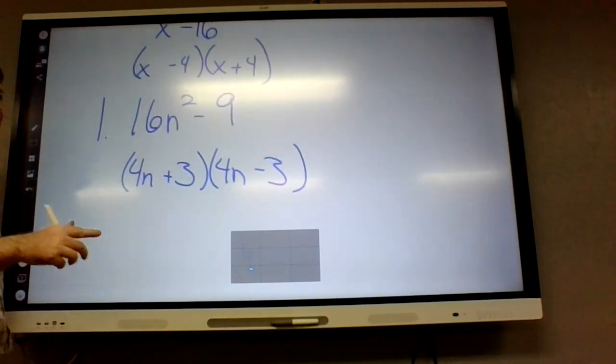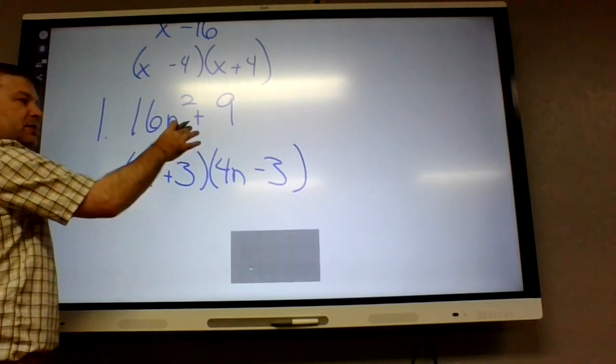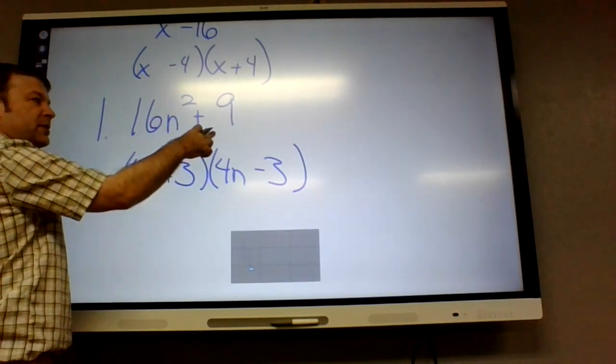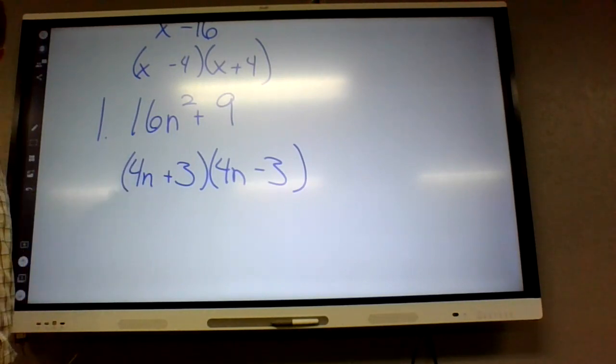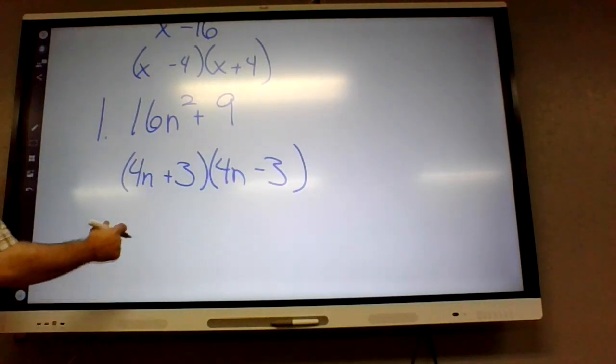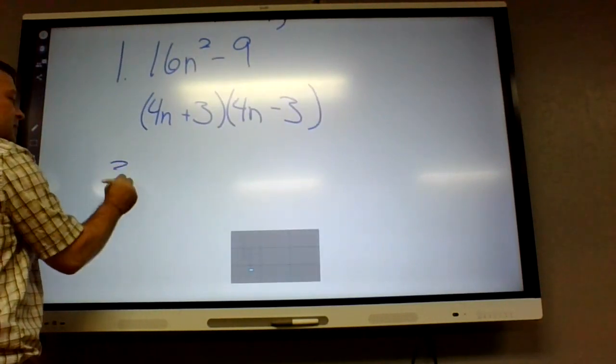And notice I said it's a square minus a square. If this had been a plus, you can't factor it. I wonder if one of the evens is like that now that I say that. I don't see one. Might not happen on this worksheet, but if it was a plus, it wouldn't work. Number 3.